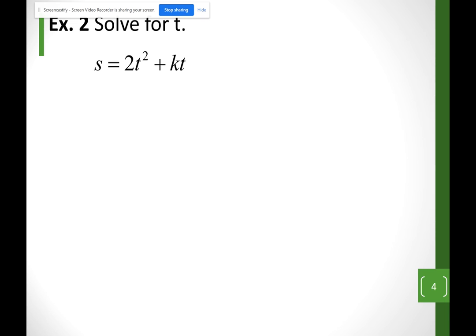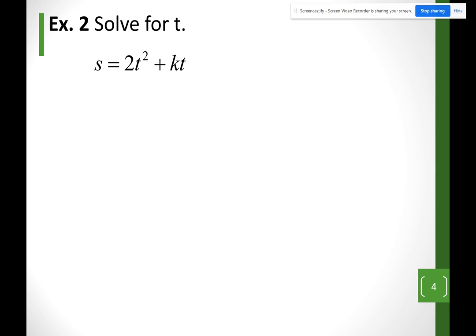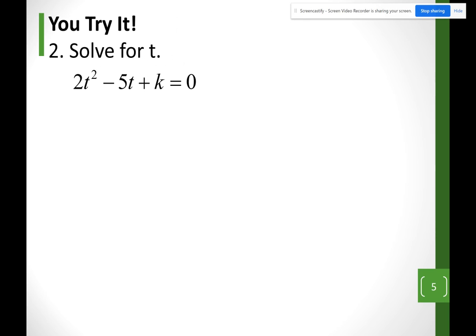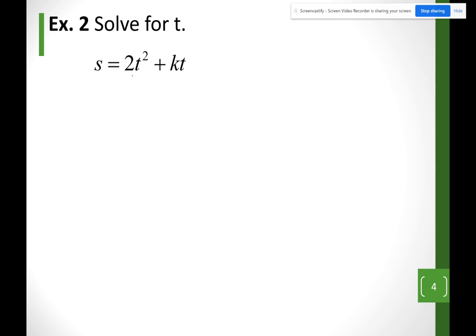Now let's take a look at this one. All right, I don't have any square roots to get rid of. I don't have fractions, so I'm good with that. I'm solving for t now. Now I see my t. Here I have a t to the second, and here I have a t to the 1. So it's not like I could factor out t.